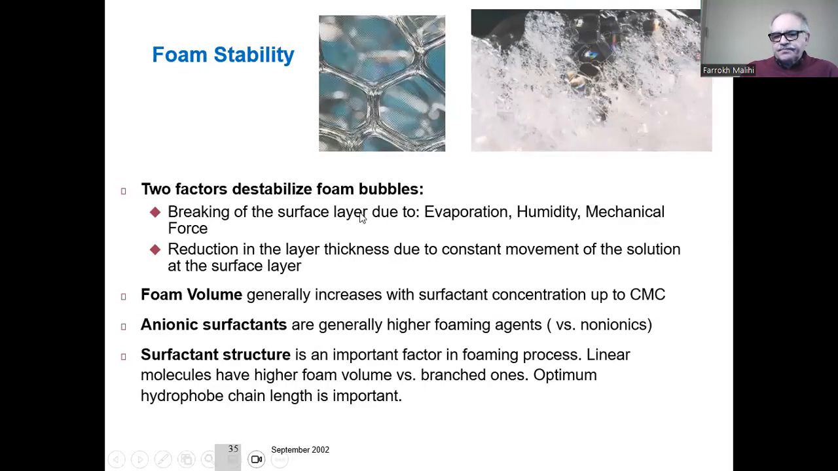Two factors destabilize foam bubbles: breaking of the surface layer due to evaporation and mechanical force, and reduction in layer thickness due to constant movement of solution at the surface layer. Anionic surfactants are generally very high foaming surfactants. So are amphoterics, but non-ionics have significantly lower foam volumes.